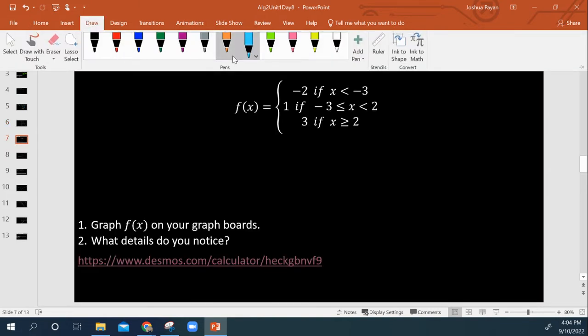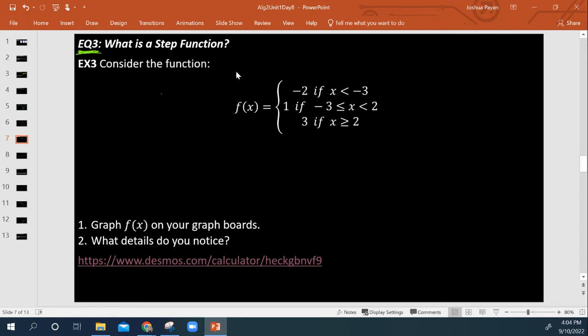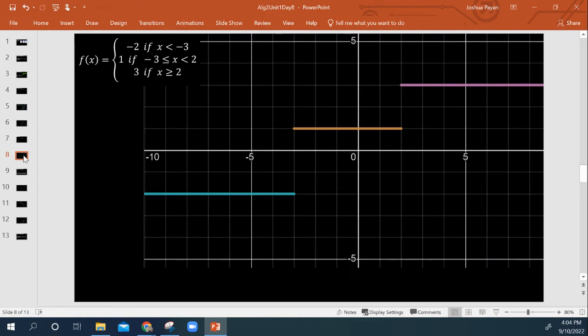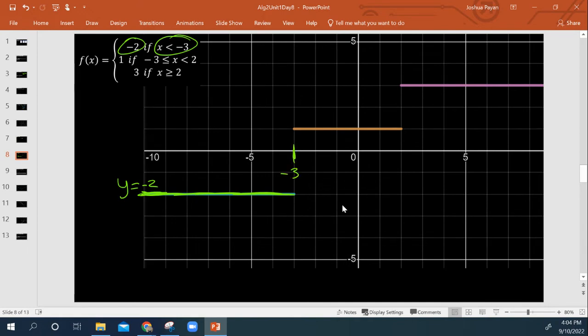So, real quick, let's talk about what a step function is. A step function is simply a special kind of piecewise function, and you can tell by this picture, it kind of resembles steps. Okay, so here's the actual piecewise defined function. First, it simply behaves as y equals negative 2, and it behaves that way until we get to negative 3 here. It behaves that way everywhere to the left of negative 3, all the way up to that point, but not exactly at negative 3. So we would use an open circle like that because we've got a less than symbol.